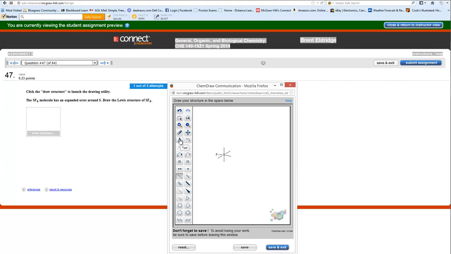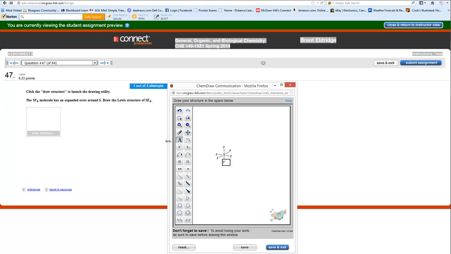Let's click the symbol for text and highlight. Make sure the blue box is highlighted. Let's put in another fluorine. Same thing here. Blue box is highlighted. Another fluorine. Blue box is highlighted. Another fluorine. Another fluorine. And blue box is highlighted, another fluorine. All right. So we've got our 6 fluorines attached to the sulfur.